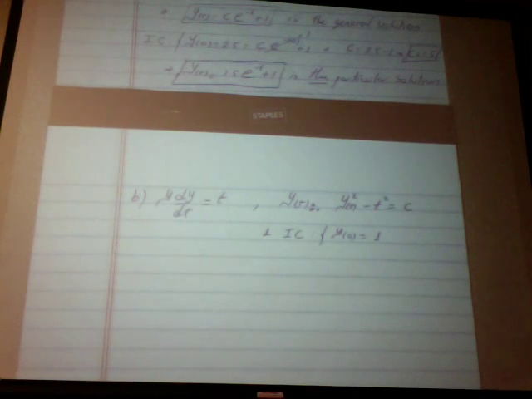Okay, let's classify this equation now. The highest derivative in the equation is the first derivative, so therefore this is a first order ODE. Is it linear or nonlinear? Nonlinear, because we have y multiplying dy dt.